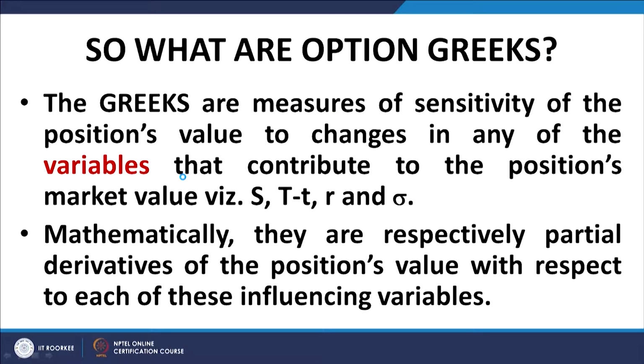So, the option Greeks are measures of sensitivity. See, when they are partial derivatives, what are partial derivatives? They are the ratio of the change in price of the call option, or of any option or any position in fact, with respect to a particular influencing variable, that ratio being calculated over an infinitesimal change in the independent variable. So, in that sense, the Greeks are measures of sensitivity of the position's value to changes in any of the variables that contribute to the position's market value.